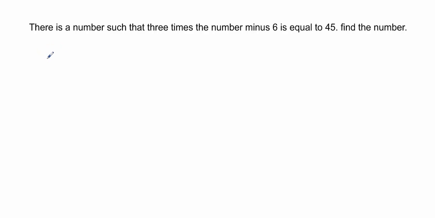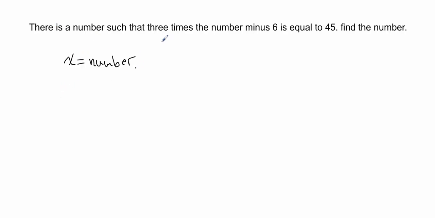Word problems. This particular kind of word problem is a number problem. So let's start. There is a number, and 3 times the number minus 6 is equal to 45. The simplest way to do this would be to let x be your number, right? That's the first thing we've got to do.